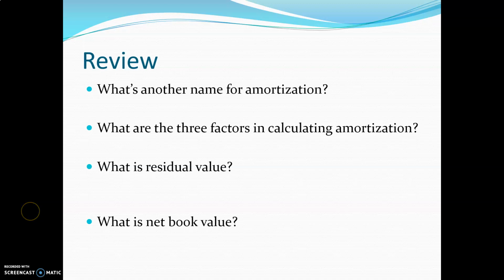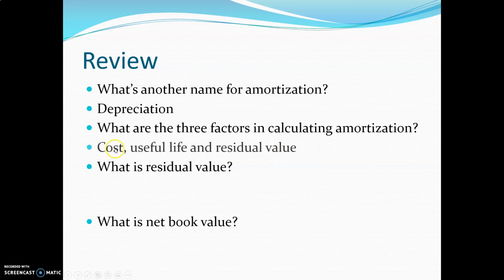What's another name for amortization? Well, that would be depreciation. What are the three factors in calculating amortization? It would be the initial cost, residual cost, and how much it depreciates each year. Cost, useful life, and residual value.